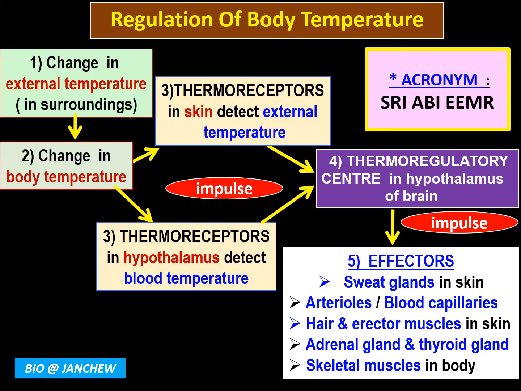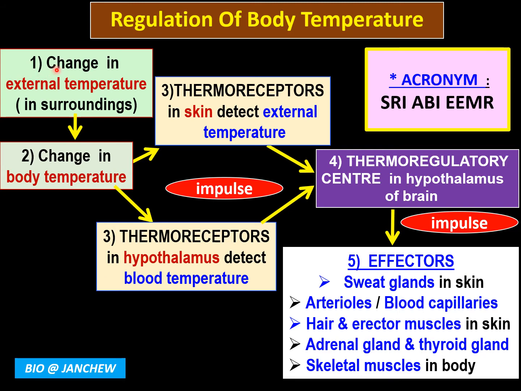Let us now look at an overview of the mechanism of regulation of body temperature. What happens when a person experiences a change in the external temperature? That means the temperature of his surroundings, until the time the effectors act. So let's discuss what happens in the body.